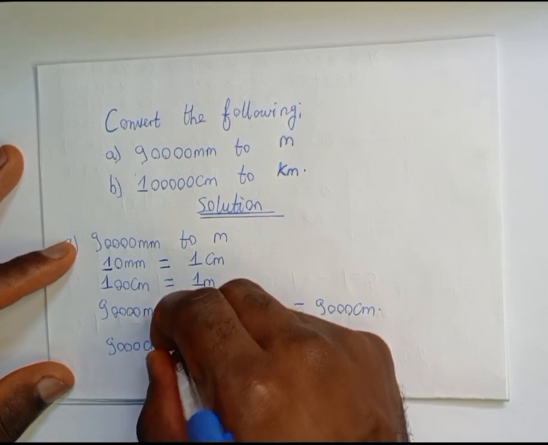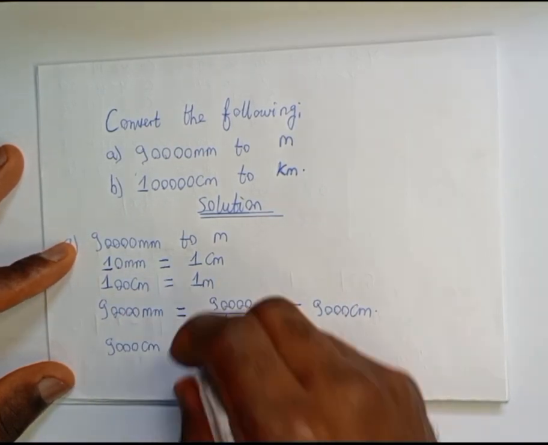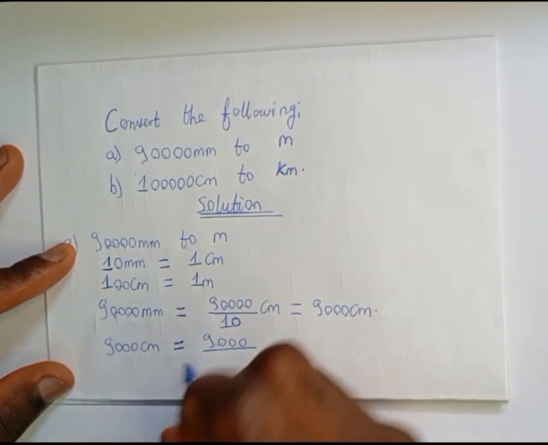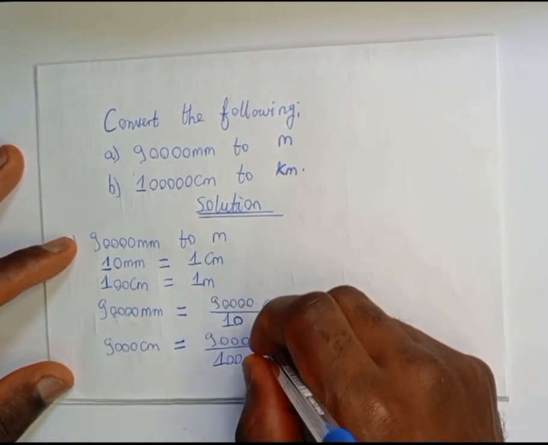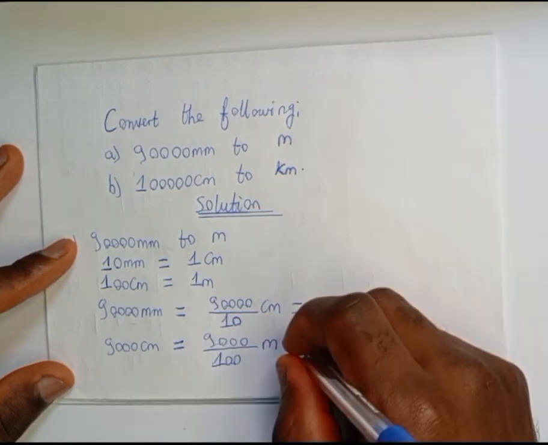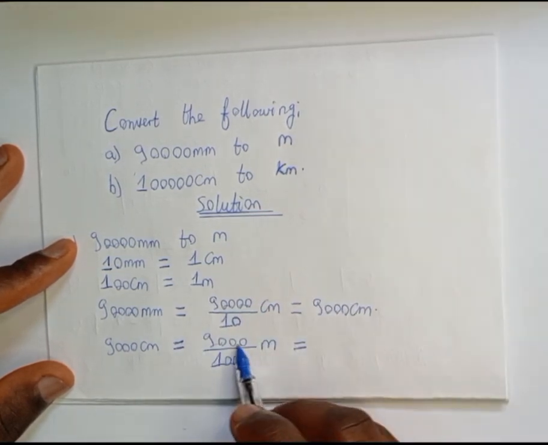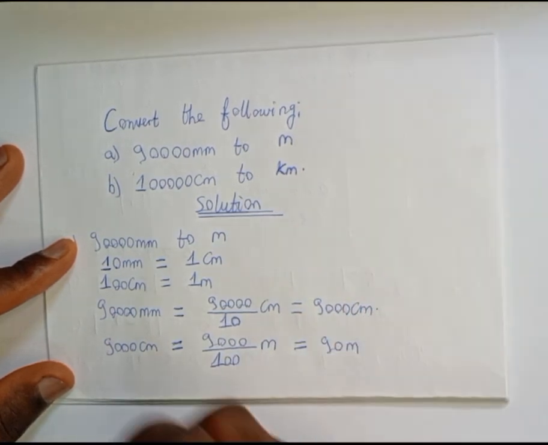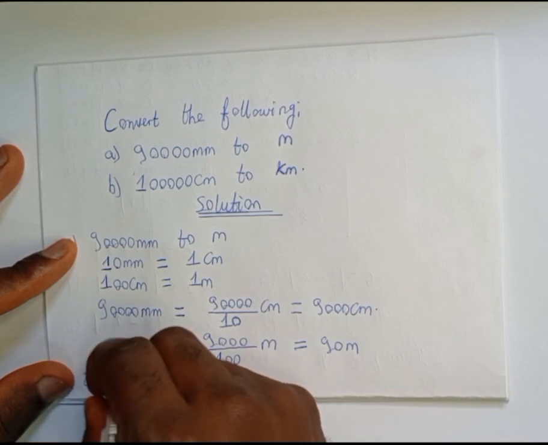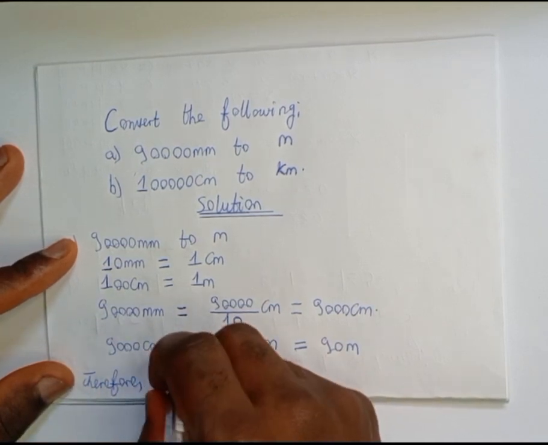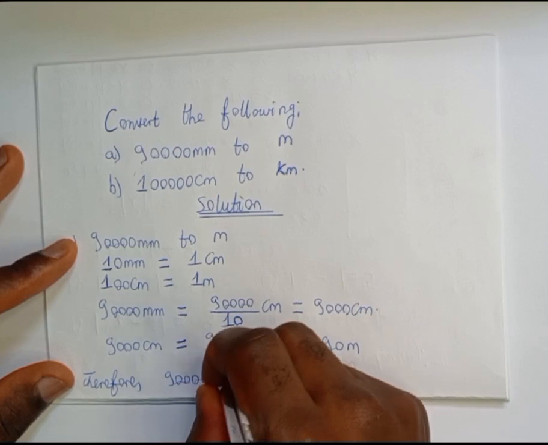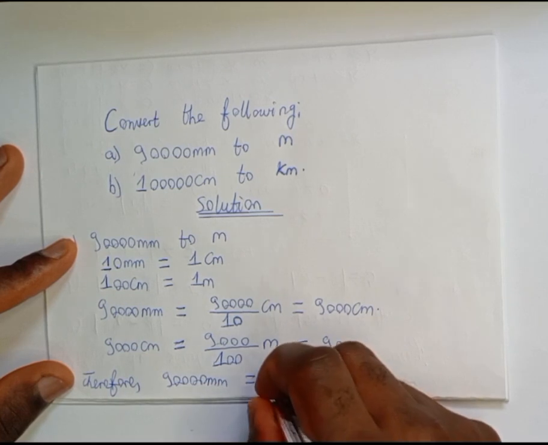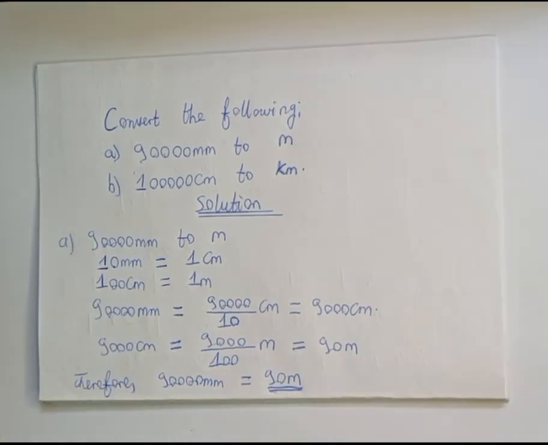Next, we have to convert 9,000 centimeters to meters. We are going to divide 9,000 by 100, and the unit will simply be meters. 9,000 divided by 100 gives us 90 meters. So we conclude, therefore, 90,000 millimeters is equal to 90 meters. We underline the result. We go now to question B.